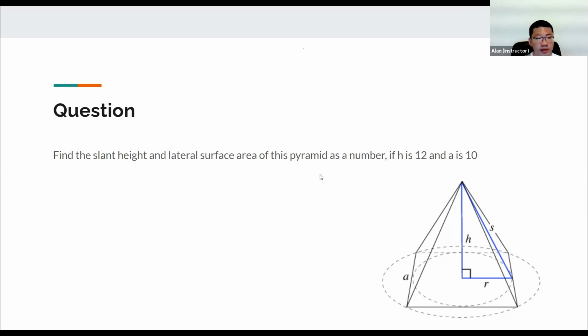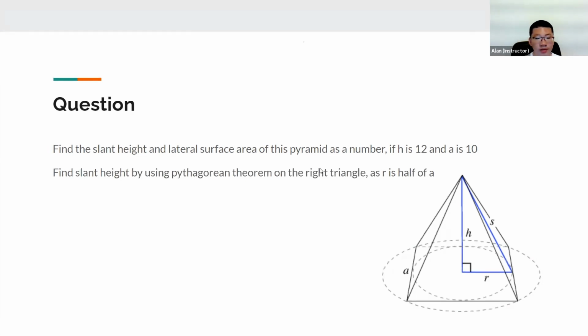So to find the slant height, you can use the Pythagorean theorem on the right triangle. The slant height is the hypotenuse of the right triangle with legs of length h, which is the height, and r, which is half of a. And r is half of a because if you shift r over to the side, it's half the length of a.